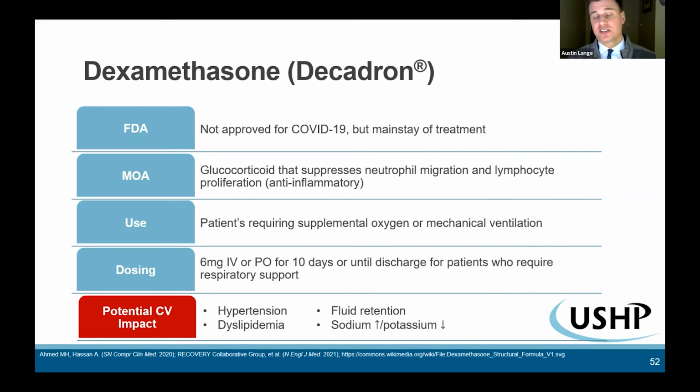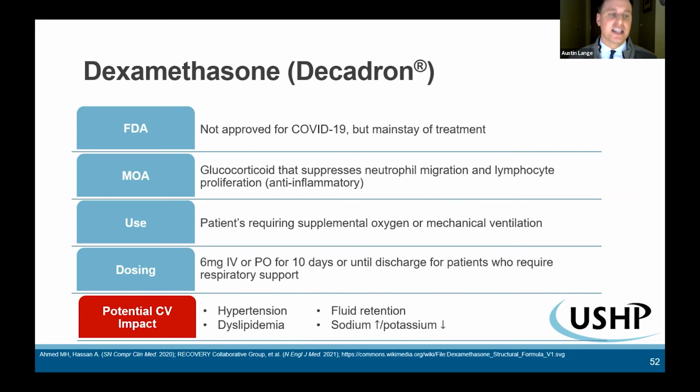It works as a glucocorticoid to suppress neutrophil migration and lymphocyte proliferation. So it works as an anti-inflammatory to help the lungs work a little better. And again, it's used in that supplemental oxygen, mechanical ventilation picture. Typically, it's dosed 6 milligrams IV or PO for 10 days or till discharge. There are some different types of dosing. Sometimes a trial was done for 20 milligrams for 5 days and then 10 milligrams for 5 days. But in general, IV or PO until discharge.